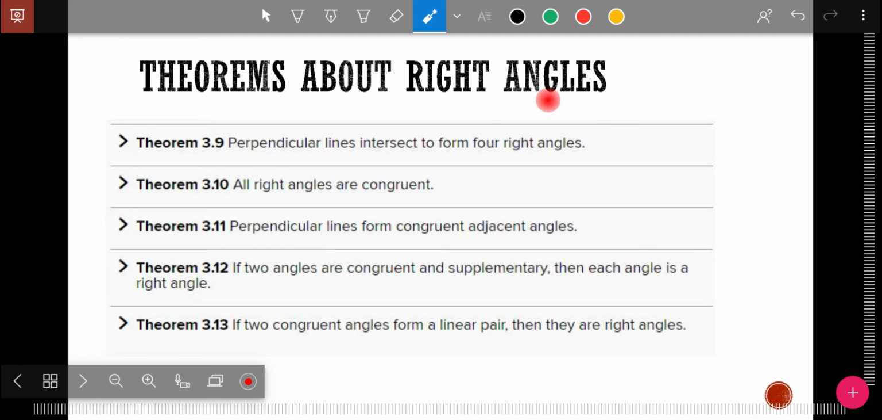And then these are all our right angles, ones we've had so far. It's important to know all right angles are 90. If it's perpendicular, that means it's a right angle or right angles. If there's a linear pair of angles, then one of them is 90, the other one is also 90.